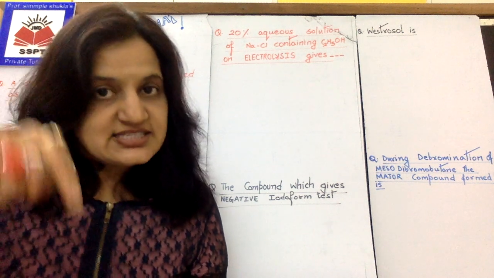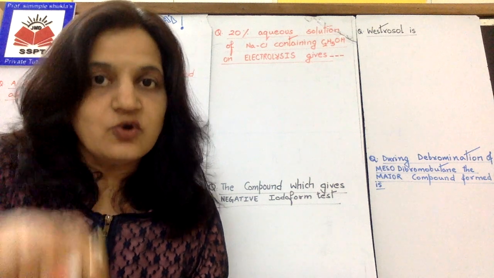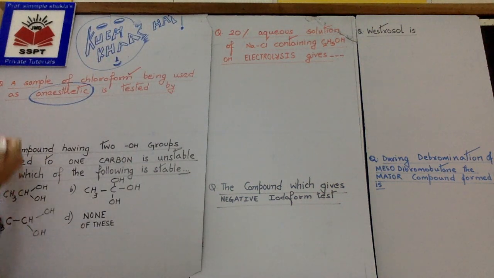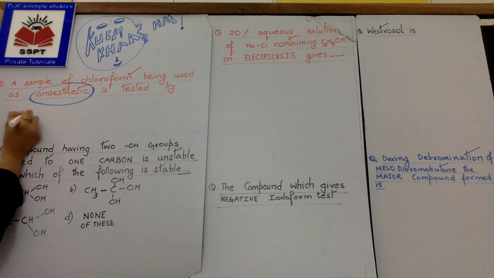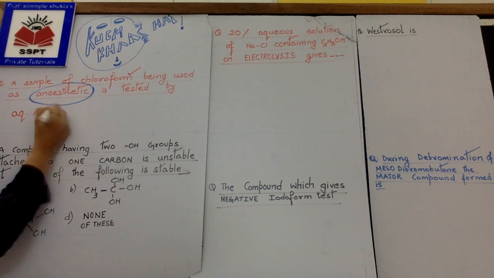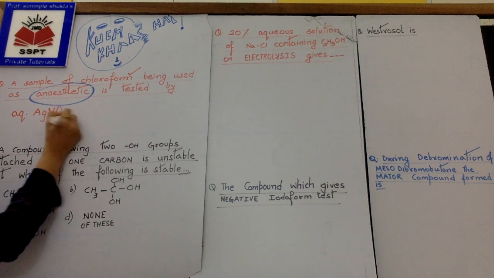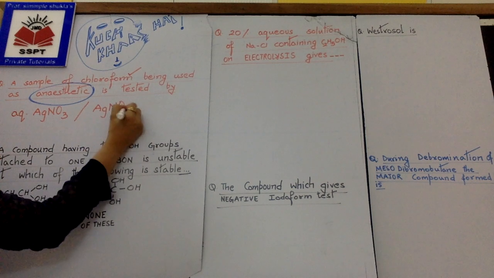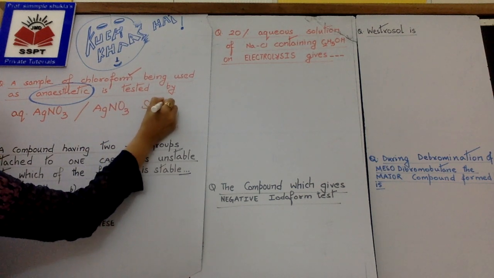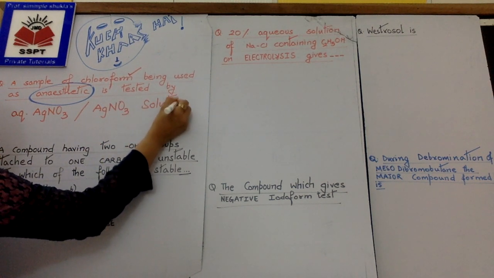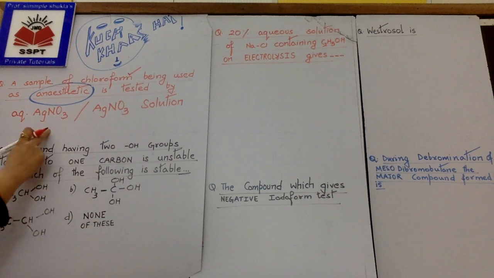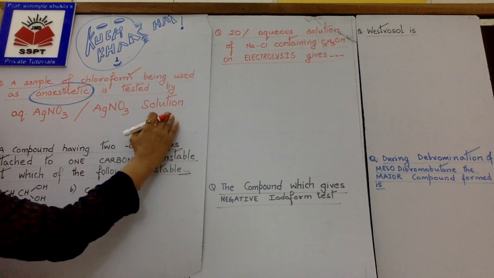To check its presence in chloroform, we treat chloroform with aqueous AgNO3. We also call it AgNO3 solution. Solution simply means here made in water. Aqueous AgNO3 or AgNO3 solution.